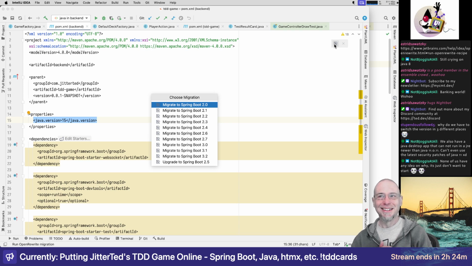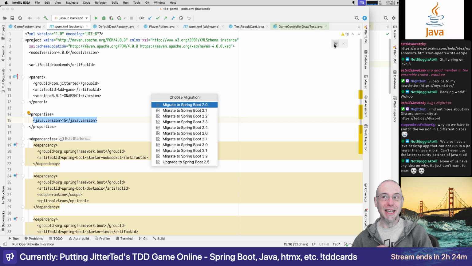So I filed an issue on this because the last time I tried this, I was like, why would it offer, it's a pretty kind of dumb list. It's like, here are all the migrations that you could possibly run. At least 4 of these don't make any sense. In fact, I'd argue more than 4 of these don't make any sense. But certainly migrate to Spring Boot 2.0 is not something I want to do.